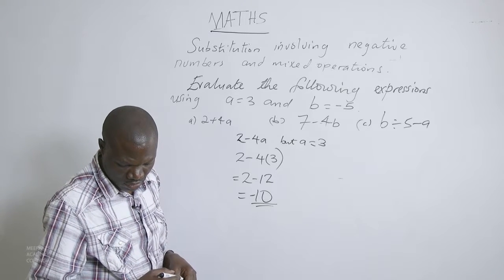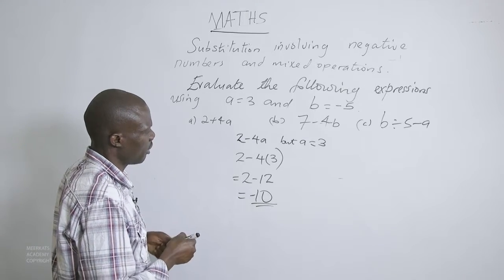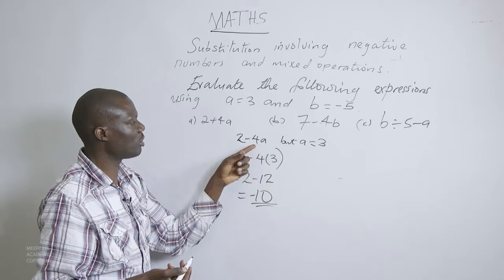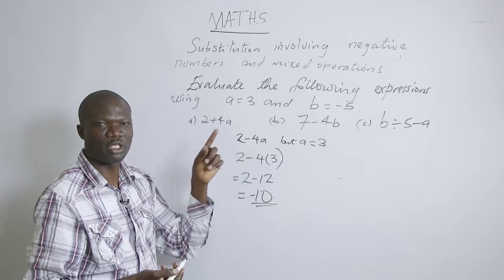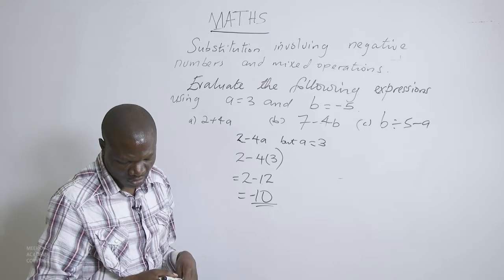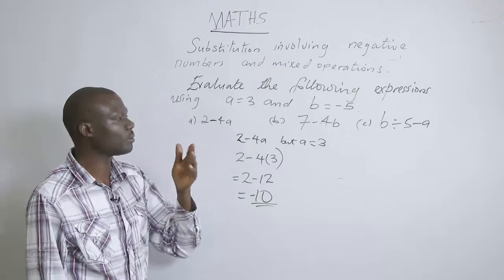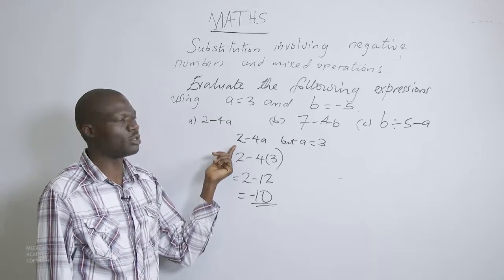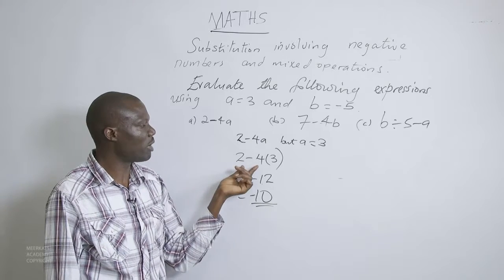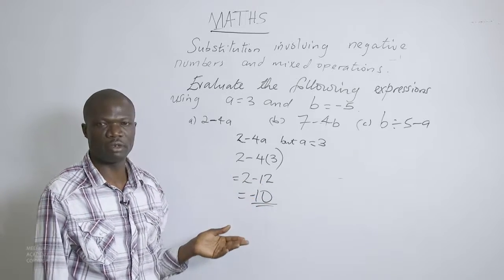-10. Why are we getting -10? Because this one here is a positive, and this one here is a positive multiplied by a negative. So 3 times -4 is -12. So -12 plus 2 will reduce it to -10. So I'm saying 2 minus 4A, substitute 3 where we have an A to have 2 minus 4 into bracket 3, so that this is 2 minus 12, and we get -10.